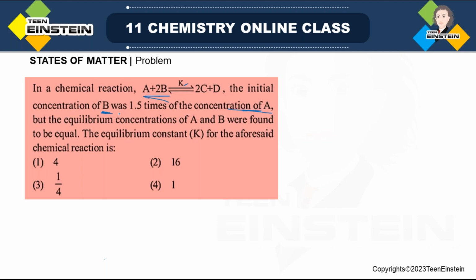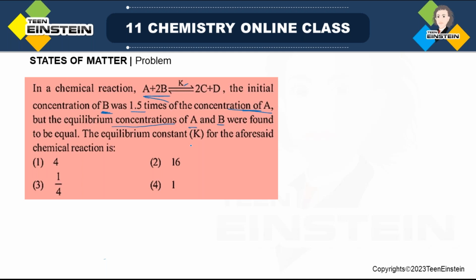It is saying that the initial concentration of B, initial concentration meaning when the reaction has not started at all, is 1.5 times the initial concentration of A. But when equilibrium is reached, the equilibrium concentrations of A and B are both equal. So now you have to separate the information. Before the reaction started, the concentration of B is greater than that of A by 1.5 times. But once equilibrium is reached, the concentrations of A and B are the same.